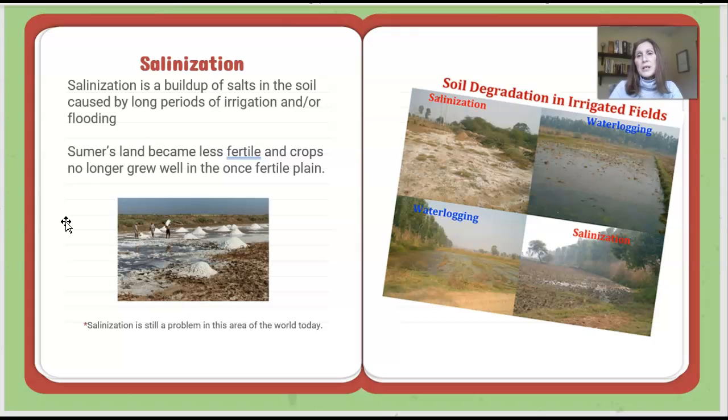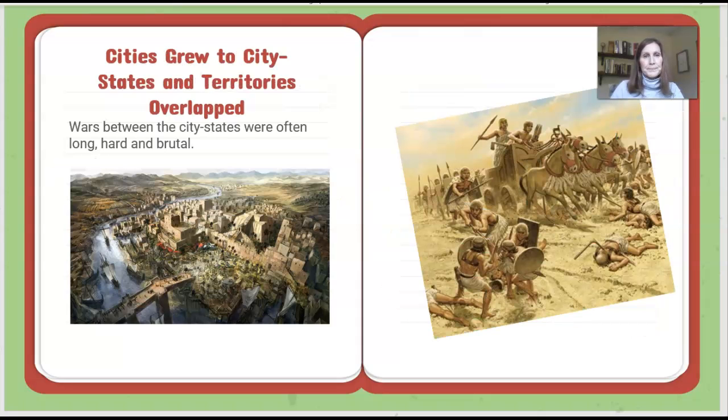Soil degradation in irrigated fields. So if we take a look at this here, we see salinization. Right here, we see waterlogging and salinization. Waterlogging is an overflooding of water, and then when that water evaporates, you've got a bunch of salt that's left, and that salt gets into the ground and doesn't make it good for growing crops.